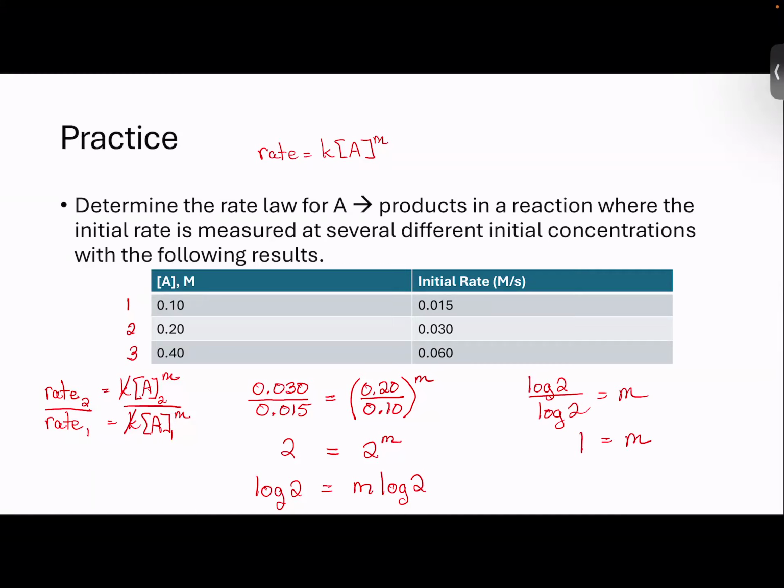So my rate law is that the rate is equal to K times A. And again, we don't tend to represent the superscript of 1. It is just understood. That one was fairly straightforward. The next one should be fairly straightforward relative, but it's going to take a bit more work.